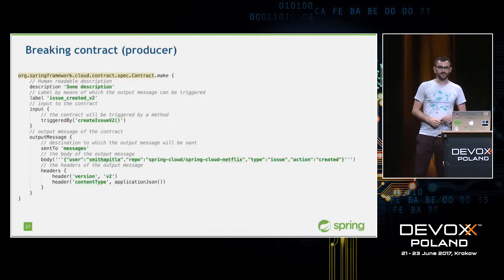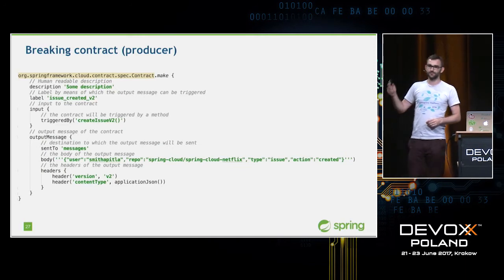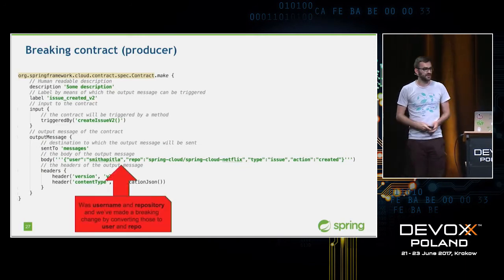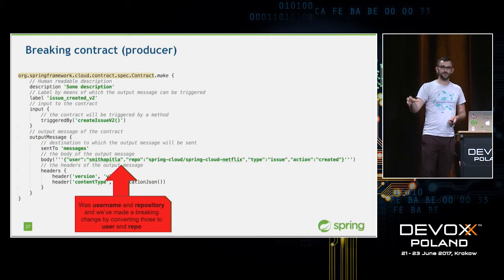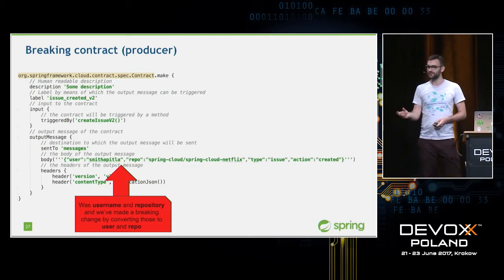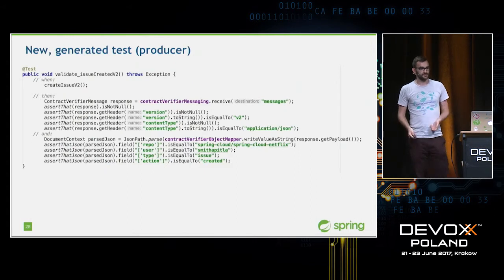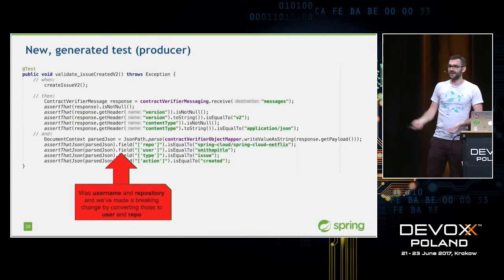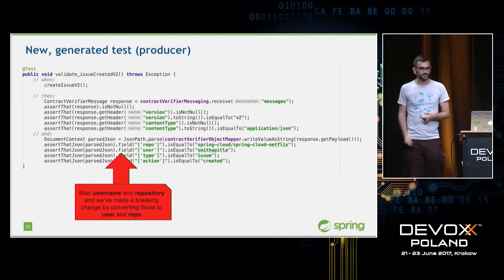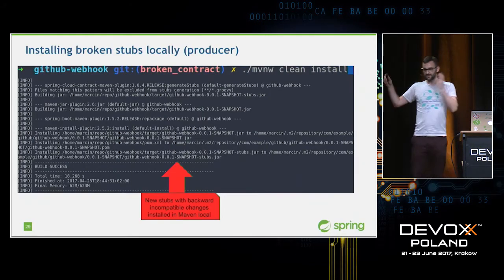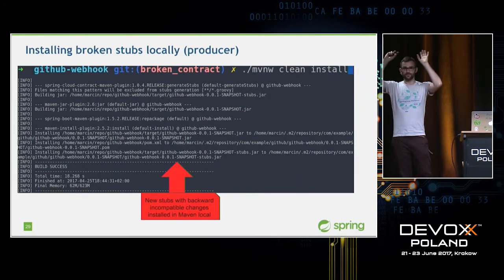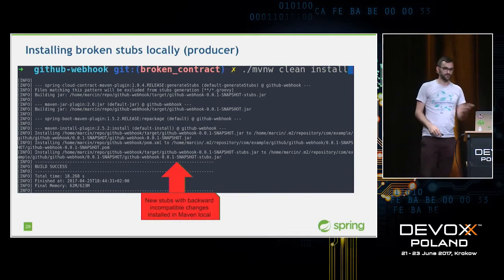So now, GitHub webhook decided to break the contract. So it changes from username and repository to user and repo. It's a breaking change because the field is changed, right? So the tests are regenerated. The producer made them pass, so changed the whole implementation. The stubs got installed, right? Or they get published somewhere to some hosting place.